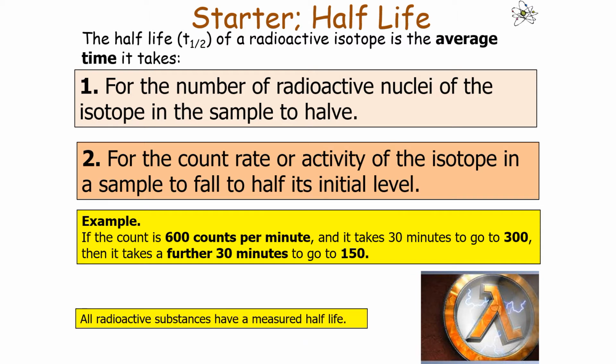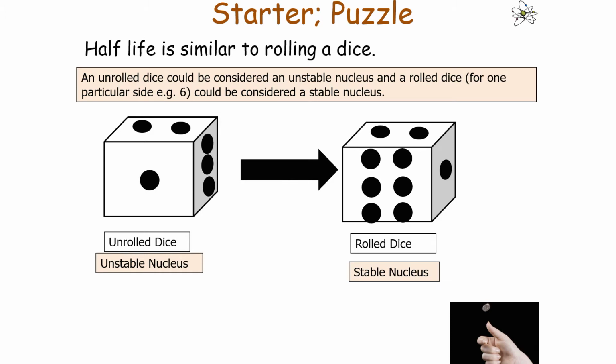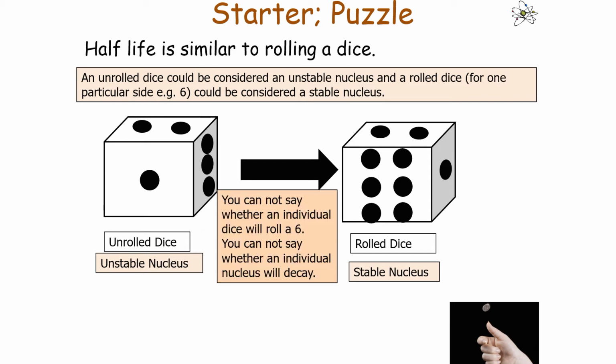Now all radioactive substances have a measured half-life. Half-life is similar to rolling a dice. An unrolled dice could be considered like an unstable nucleus, and a rolled dice for one particular side, for example 6 or 2 or whatever, could be considered a stable nucleus. You can't say whether an individual dice when you roll it will roll a 6. So it's the same principle. You can't say whether an individual nucleus will decay. So this means radioactive decay is random.